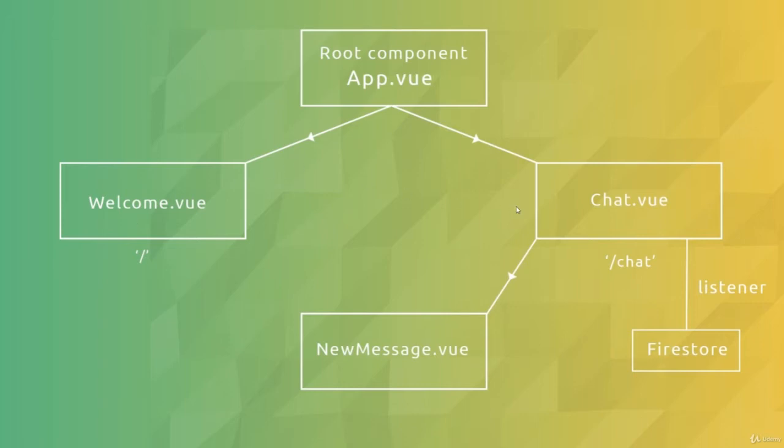Then when they go into the chat, at /chat will show them this chat component right here, and this will show them the whole chat window with the different messages inside that chat window. Nested inside that will be a new message component down here, and this will be a form that a user fills in when they want to add a new chat, so just an input field and a button.